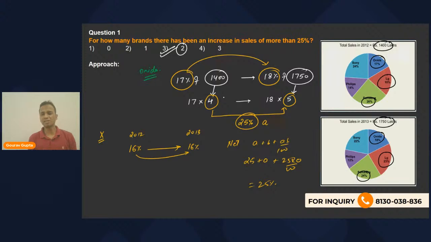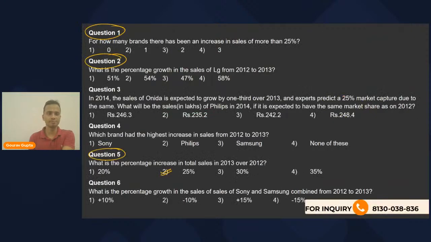Now, how much time should I be taking to answer this one? If we know this method, then from 1400 to 1750, understanding this will hardly take 15 to 20 seconds, and that is the only time you will take to answer this question, at max 30 seconds. I believe some of you might have taken more than 1 minute, more than 2 minutes, probably more than 3 minutes. Some of you were unable to answer this question, right? But you can take less than 30 seconds to find the final answer. So the correct answer is two brands, Onida and LG. So that was question number 1.